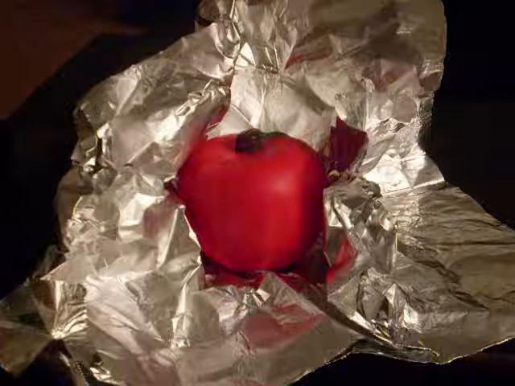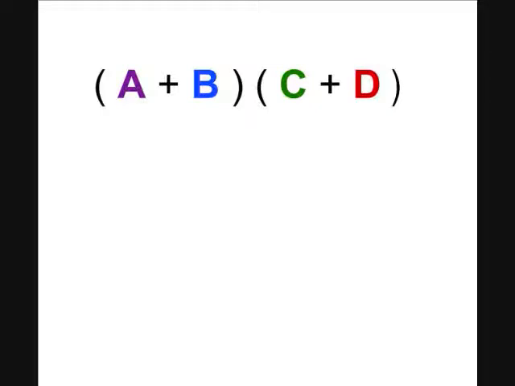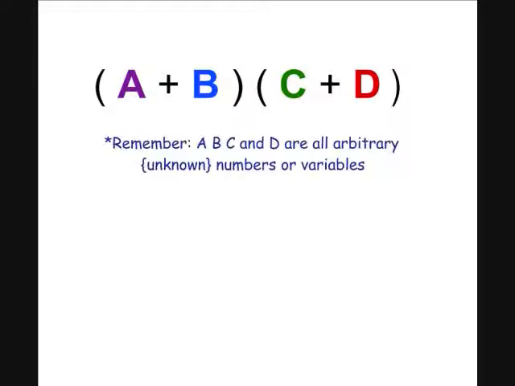Obviously, I don't mean the aluminum foil found in the kitchen, but foil is still very useful to us when we want to expand certain equations to get polynomials. So, to learn about foil, let's start with our basic equation, the quantity A plus B times the quantity C plus D. And remember, A, B, C, and D are all arbitrary or unknown numbers or variables.